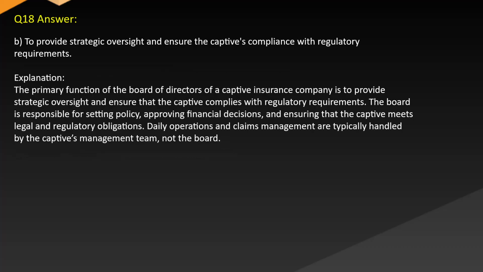Answer: B. To provide strategic oversight and ensure the captive's compliance with regulatory requirements. Explanation: the primary function of the board of directors of a captive insurance company is to provide strategic oversight and ensure that the captive complies with regulatory requirements. The board is responsible for setting policy, approving financial decisions, and ensuring that the captive meets legal and regulatory obligations. Daily operations and claims management are typically handled by the captive's management team, not the board.